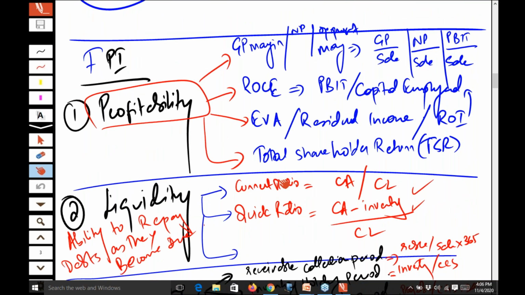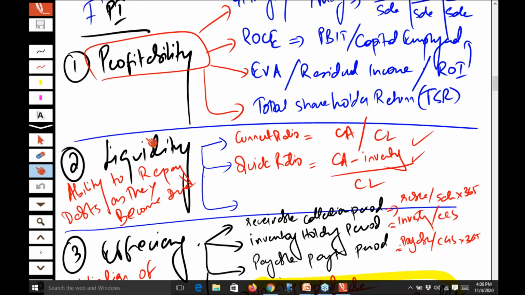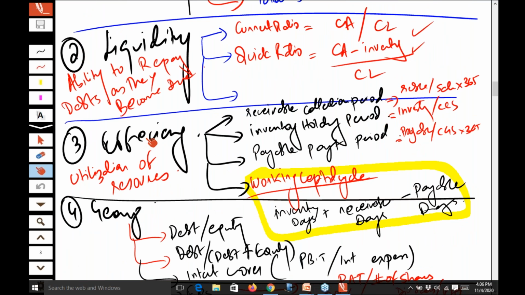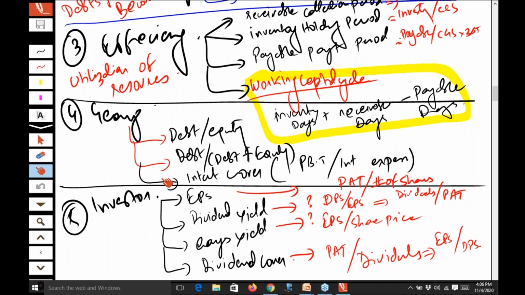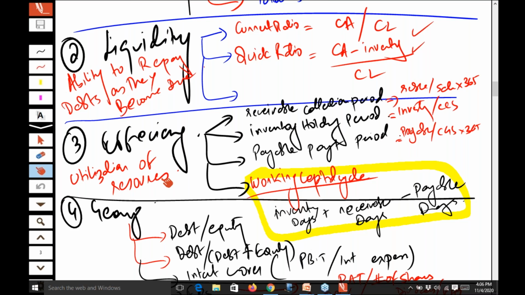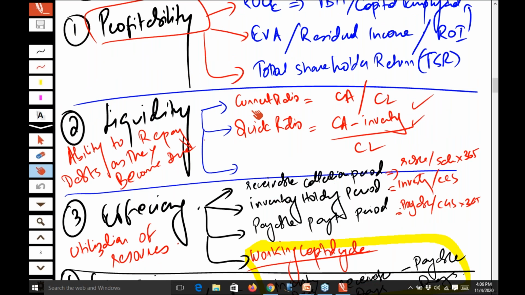So when I talked about the financial statements, I told you that the financial performance indicators could include profitability, liquidity, efficiency, gearing, the investor ratios, etc. And I did discuss the various formulas, the various types of these ratios also.